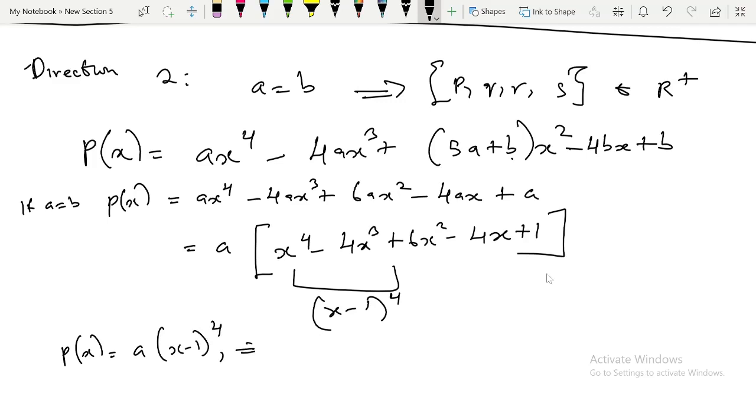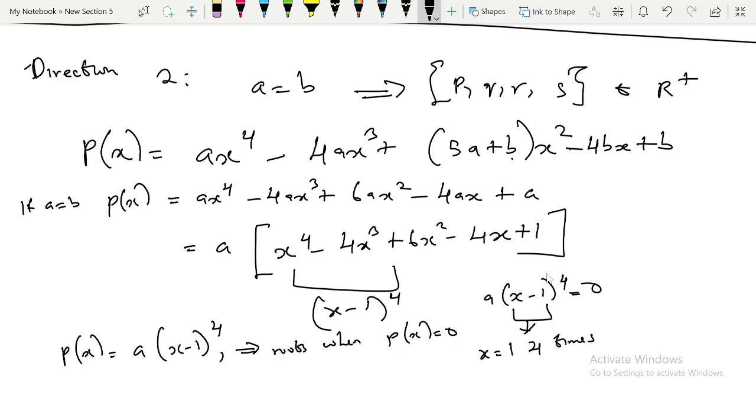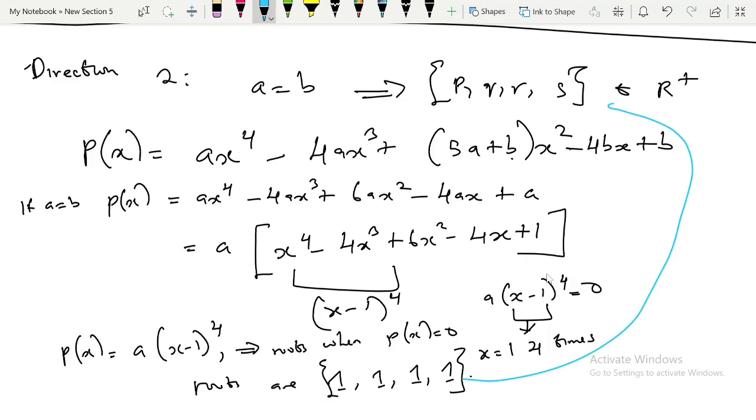And the roots of this, when P of x equals 0, then A into (x minus 1) to the power 4 equals 0. And that means x equals 1, 4 times. So the four roots are just 1, 1, 1, and 1, with multiplicity of 4. Which is actually true, because 1 is a positive real number. And with that, we've completed it.